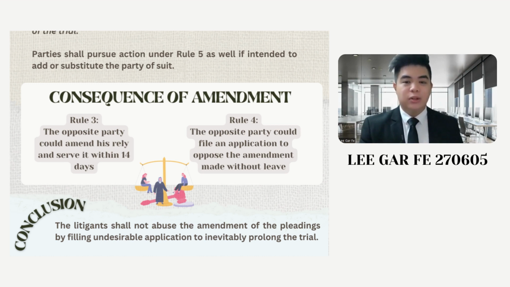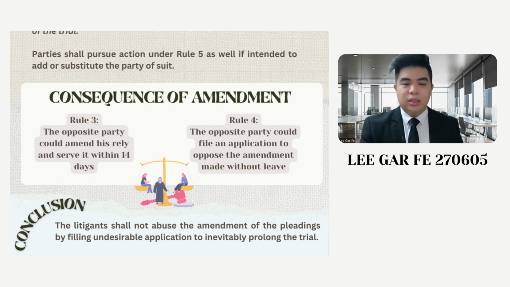Finally, we reach the last part of the presentation today, in which we will cover the consequences of the amendment of pleadings for the opposite party. Accordingly, Order 20 Rule 3 of the ROC states that when a party is served with the amended pleadings, he shall have the equal opportunity and right to amend his reply and serve it within 14 days after the amended pleadings were served on him.